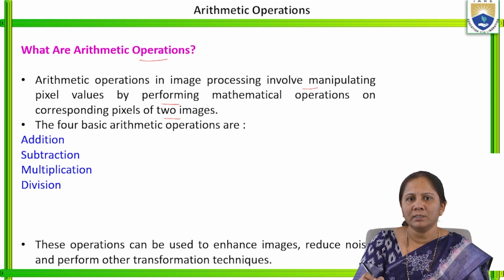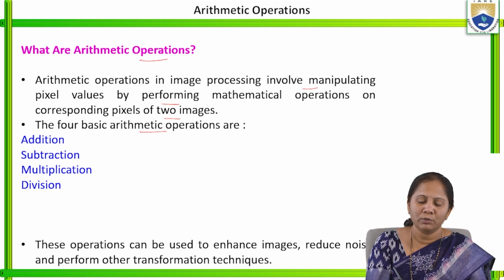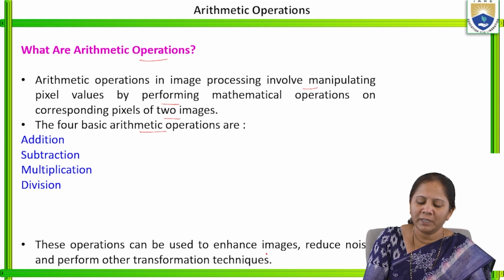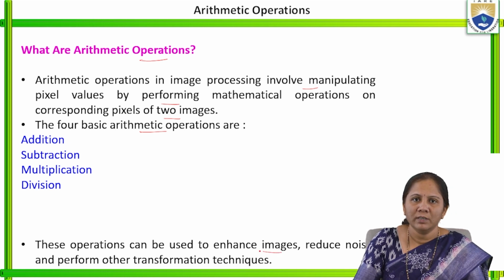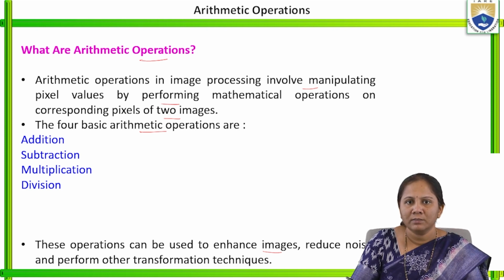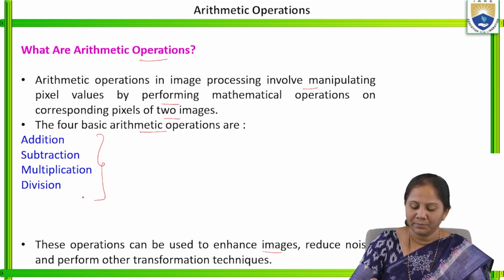Here images will be represented in the form of pixels. The operation should be done based on pixels only between two images. The basic four arithmetic operations we are going to see are addition, subtraction, multiplication and division. These arithmetic operations are used to enhance the image, reduce the noise, and we can also perform some transformation techniques on the image. Now we will see each arithmetic operation in detail.